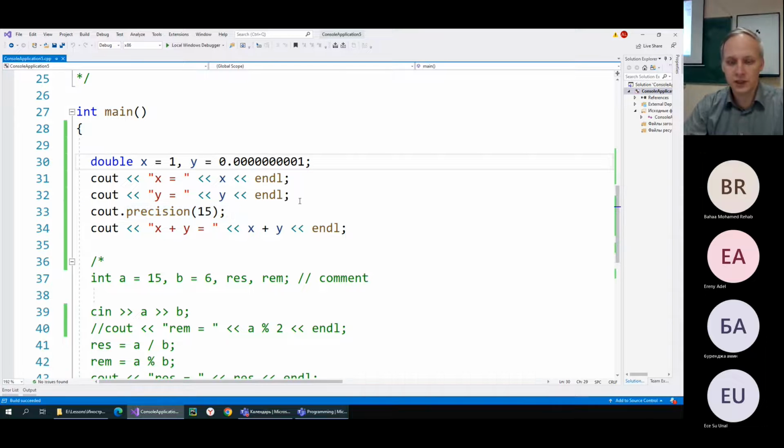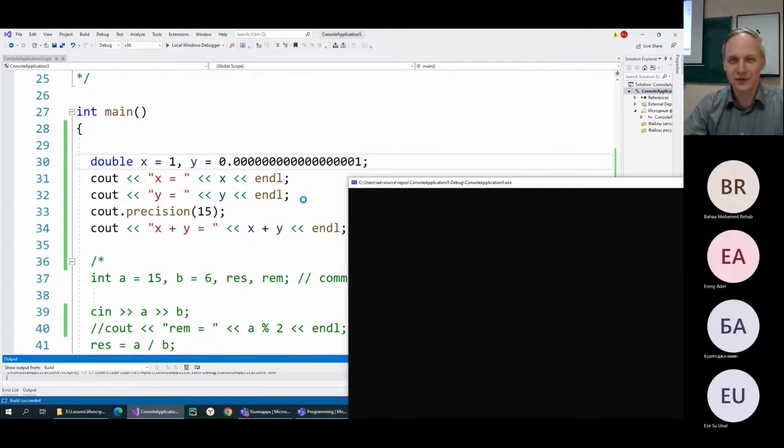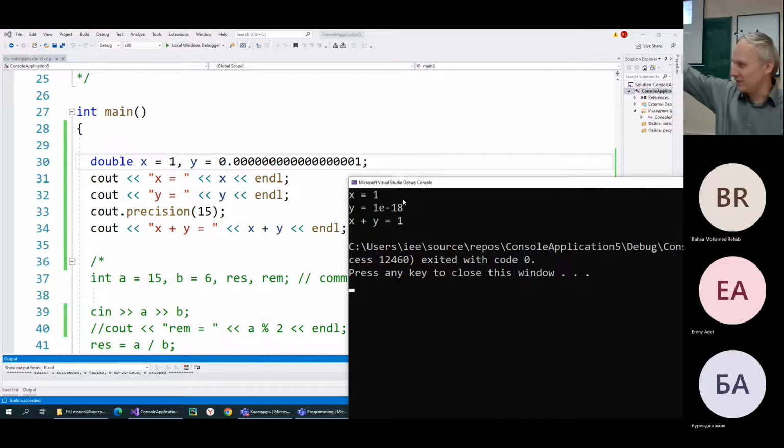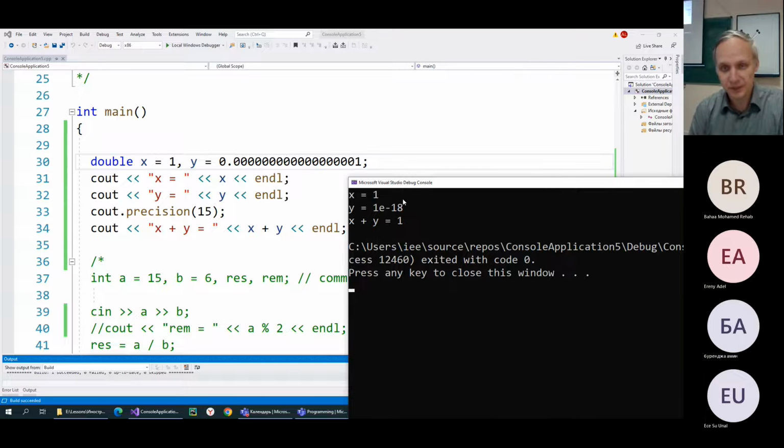But if I type here more zeros, more than 15 zeros, for example, 18 zeros, the result will be the same because this 0.00001 is outside of the range of representation of real numbers.